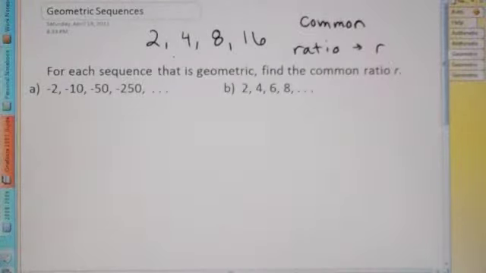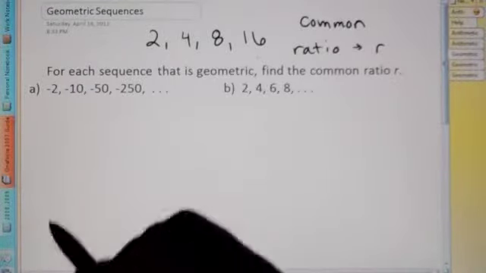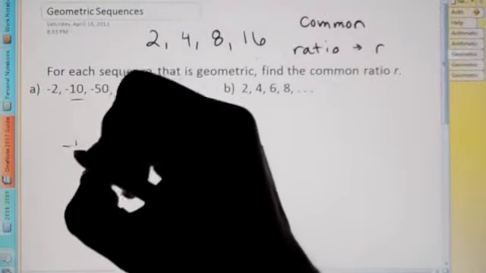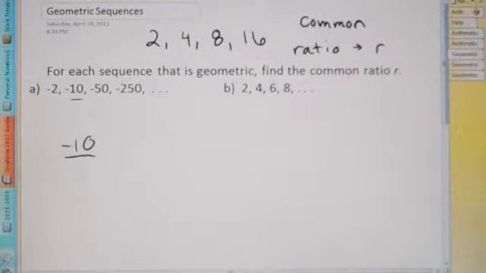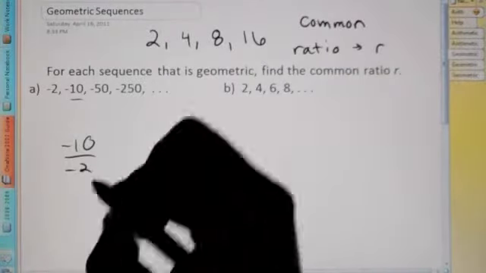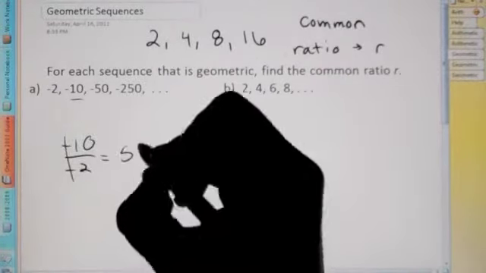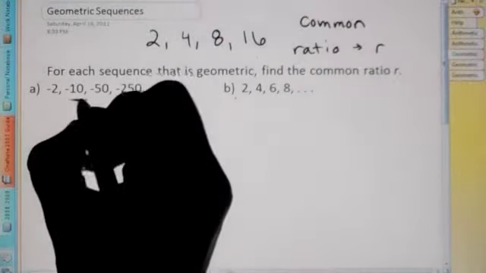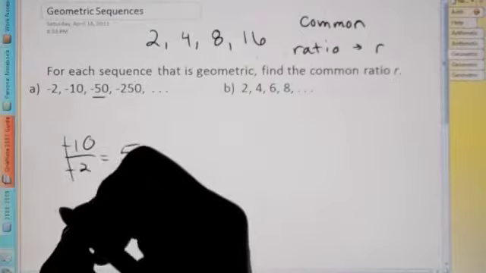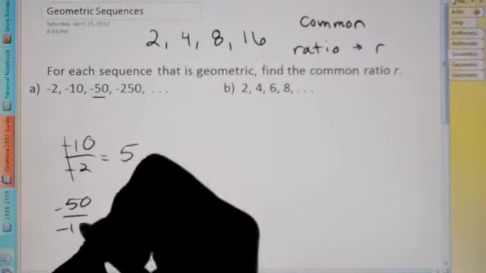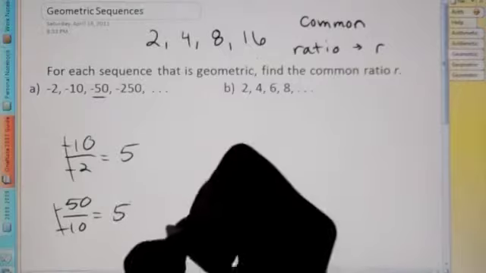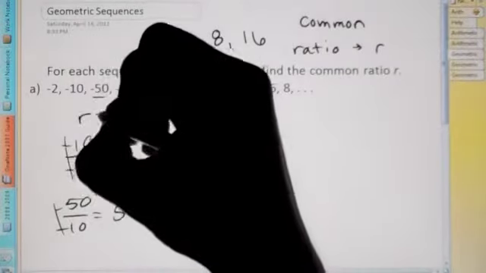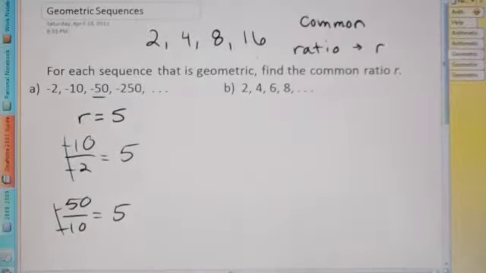So here it says, for each sequence that is geometric, find the common ratio. So here, the way we do that is take any term, let's take our second term. So take any term besides the first and divide it by the one before it. Okay? So here we have negatives cancel out, that gives us 5. Now let's see if that actually works with another one. So if we did negative 50 divided by the one before it, so negative 10, we also get 5. So it works for each of these, so we know that our common ratio is 5.